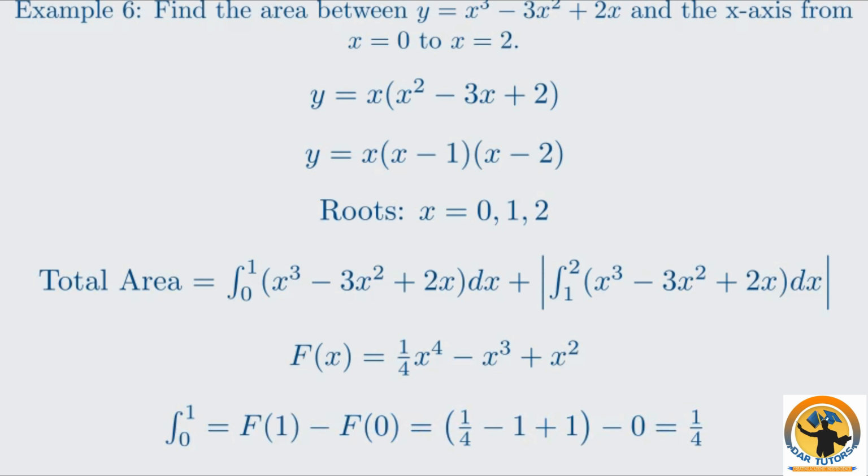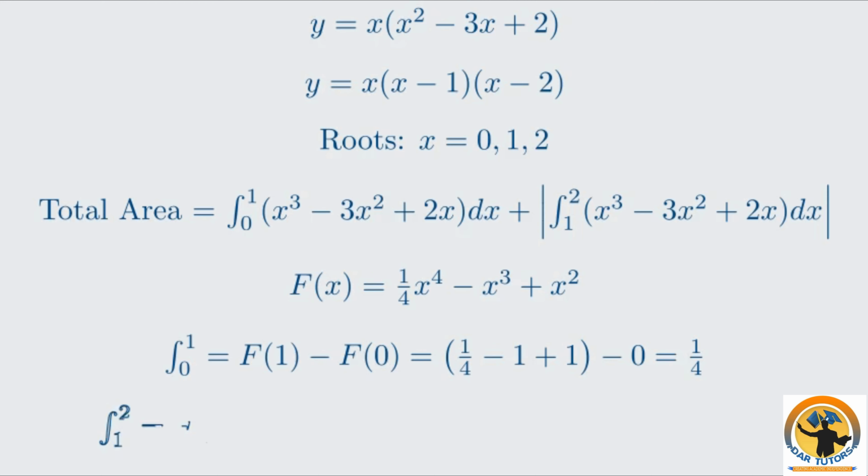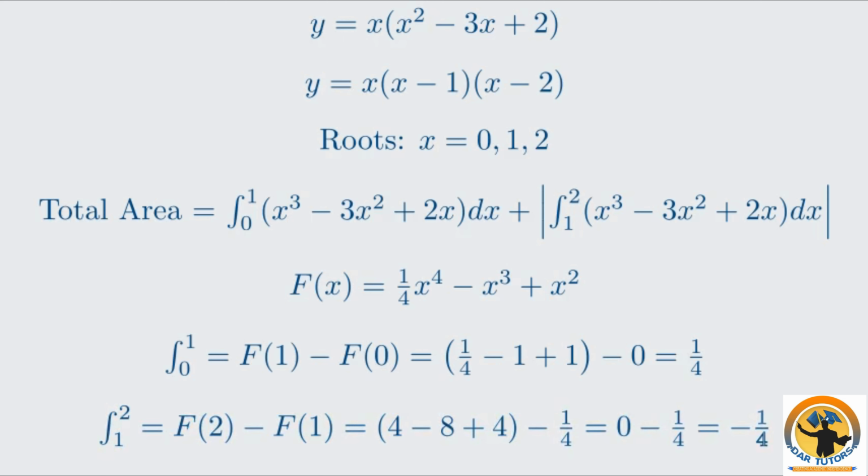Next, the second integral. The integral from 1 to 2 is f of 2 minus f of 1. This gives us negative 1/4. The negative sign indicates the area is below the x-axis.